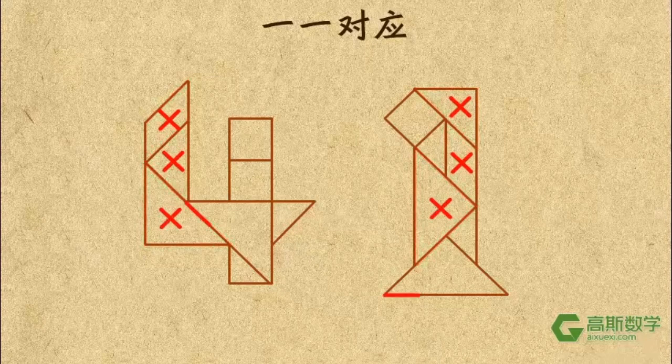Mark off matched pairs with an X, and then compare what's left. The remaining part reveals a larger one. This is how one-to-one correspondence works for comparisons. Do you understand? If so, hurry and start drawing X's to compare sizes.